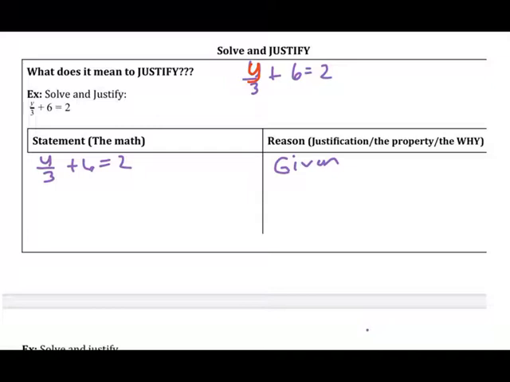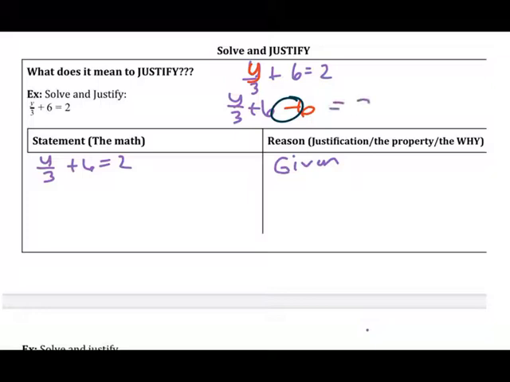The 3 and the y are dividing. The 6 and the y over 3 are adding. So I want to think about how I can undo those things, how I can reverse those operations. If I have y over 3 plus 6, and I want that plus 6 to go away, what I want to do is subtract 6, right? Because 6 minus 6 is going to give me 0.